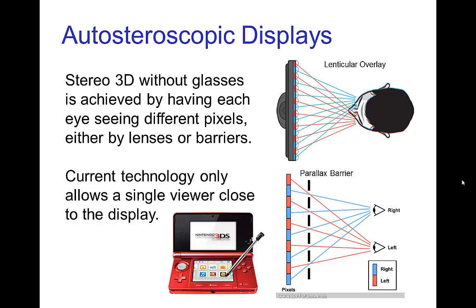There are two basic types. One of them is called lenticular overlay, where you have a set of lenses and consecutive pixels have different lenses that project the image either to the left eye or the right eye. A similar system is parallax barrier, where instead of lenses you have a set of slits, and through those parallel slits either the right eye sees one set of pixels or the left eye sees the second set of pixels. This parallax barrier is how the Nintendo 3DS works.